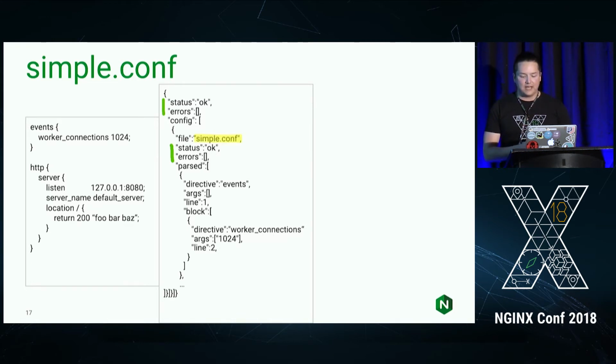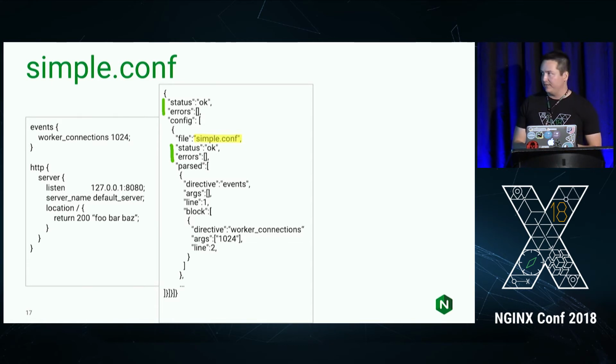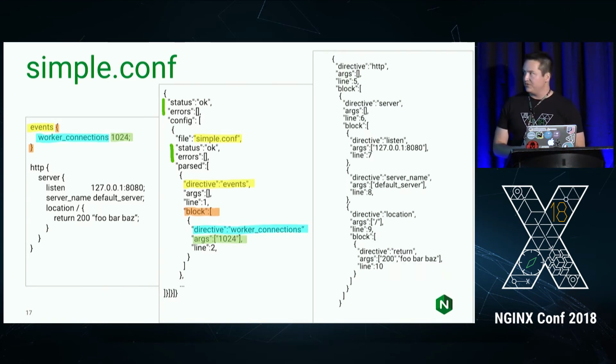The first information we get from the file itself is the file name, which is available as simple.conf. Then if we go to parsed, we start going through each directive and their subblocks. This directive events in this JSON structure corresponds to events here. The block array corresponds to the open and closed braces of the events block. And the JSON within the block corresponds to each directive. So we have worker connections, and we can see it here. And we have arguments 1024, which is the argument 1024 here. Now you're starting to see a structure which is repeatable, and you could recurse all the way through. If we expand that out, you'd see something like this.